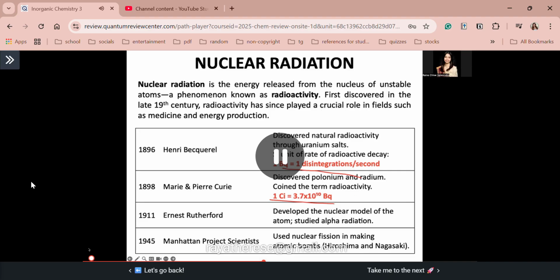Next, in 1911 naman, Ernest Rutherford developed the nuclear model of the atom, and he studied alpha radiation through the golden foil experiment. And in 1945, ito yung sa Oppenheimer, guys, the Manhattan Project scientists used nuclear fission in the invention of atomic bombs, which consequently devastated Hiroshima and Nagasaki. Ito na yung plot ng Oppenheimer. Okay? And one fun fact lang pala about Marie Curie. Okay, did you know that to this day, many of Marie Curie's personal belongings, kaya ng notebooks niya, lab equipment, radioactive pa rin hanggang ngayon and are stored in lead-lined boxes. Diba? Ganun siya dedicated sa work niya on radioactivity.